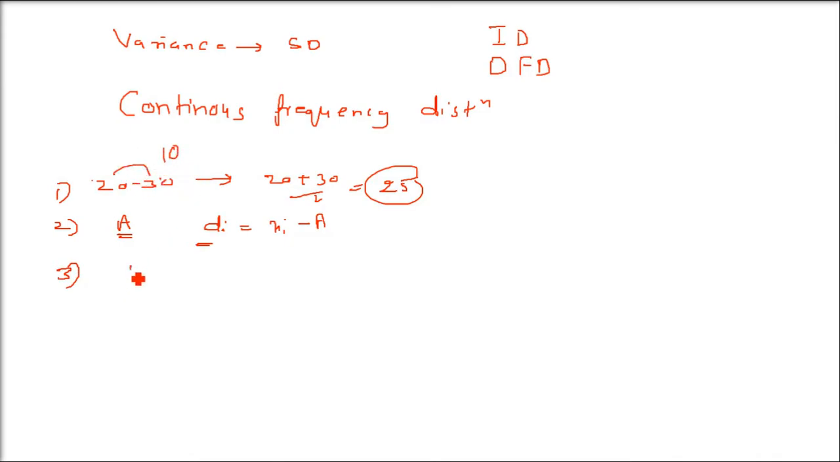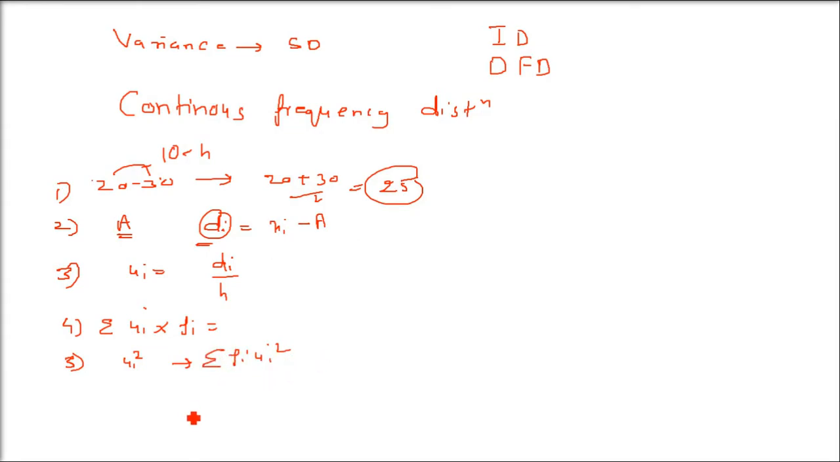Then what is ui? Ui is basically di, which is xi minus a, divided by the class interval. 30 minus 20 is what? 10. So whatever you got in step number 2, divide each term by 10, which is h, so di by h. Fourth will be: multiply ui by fi, meaning the frequency has to be multiplied by the value found in step 3. The fifth step will be, you have to find ui square, and then multiply fi with ui square.